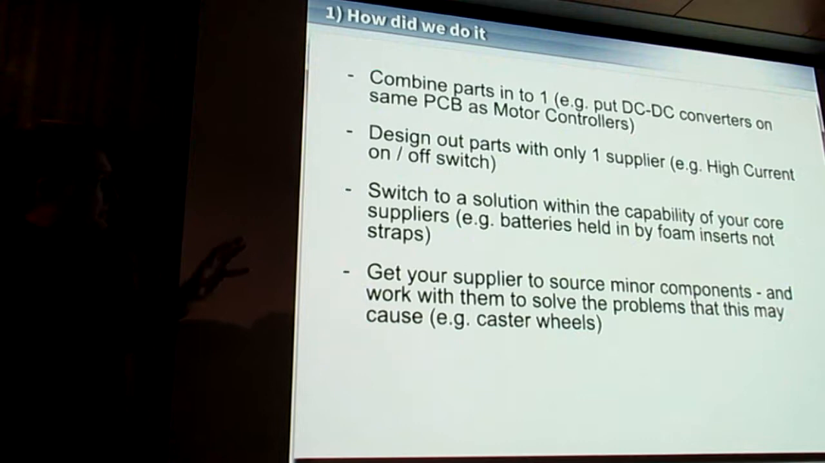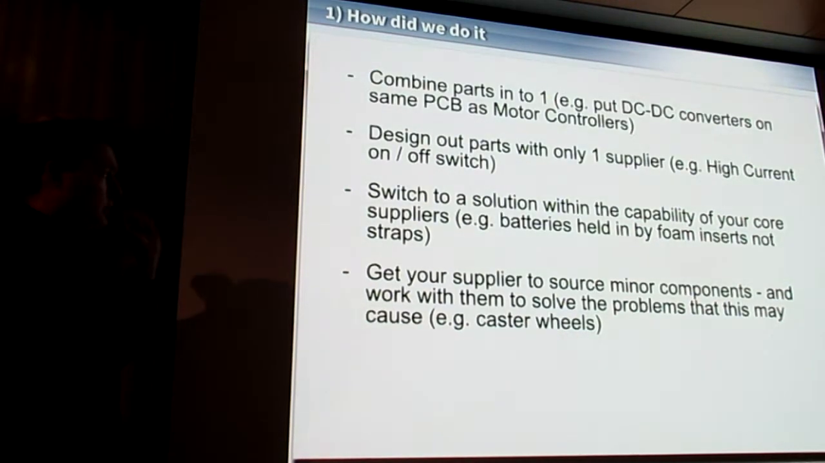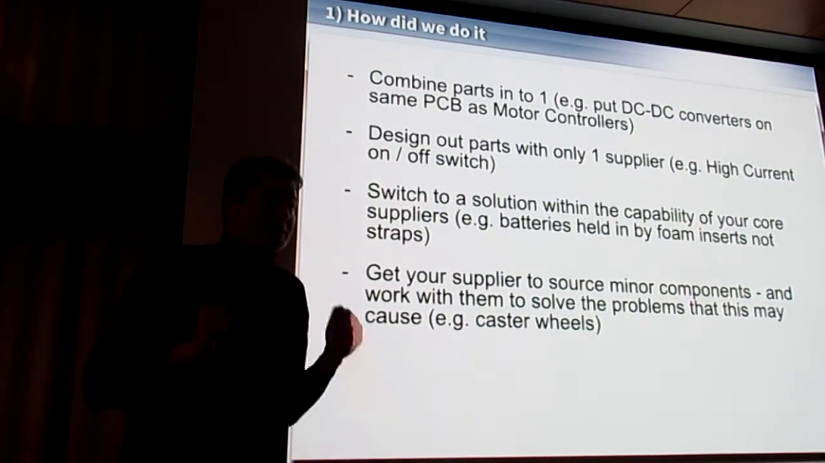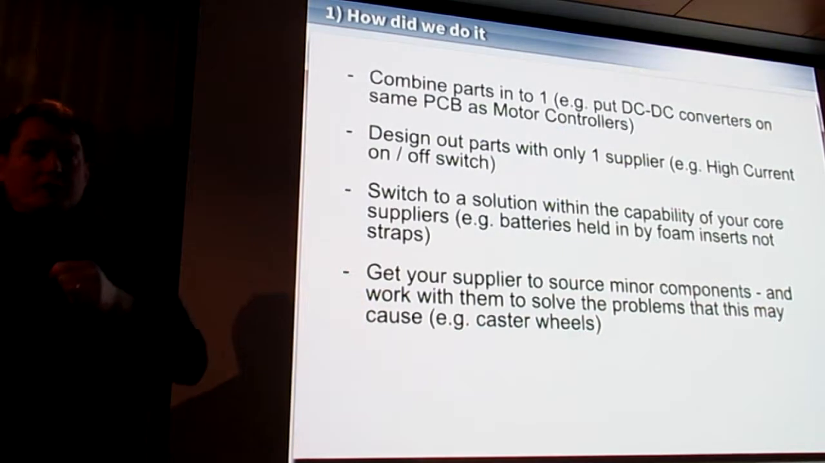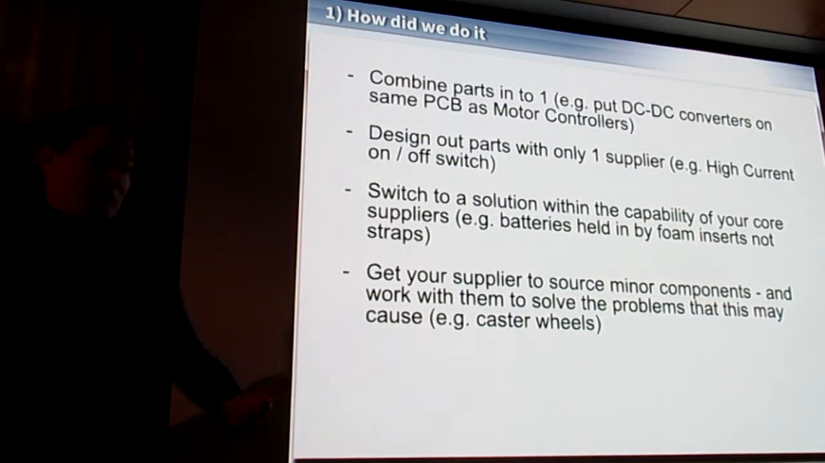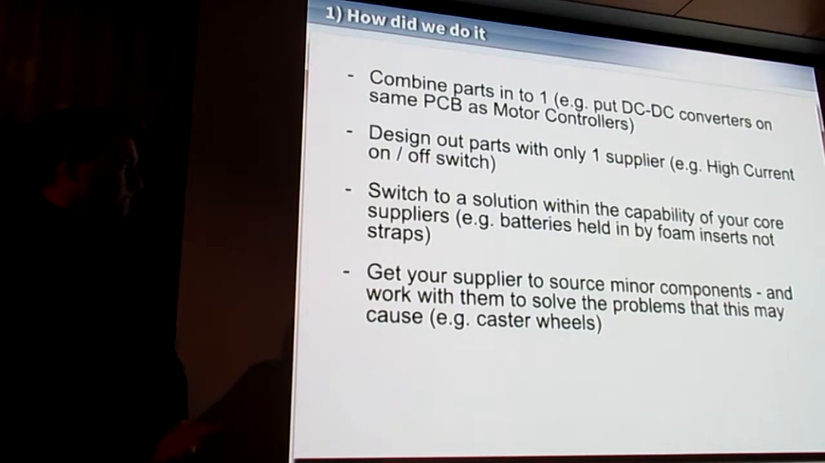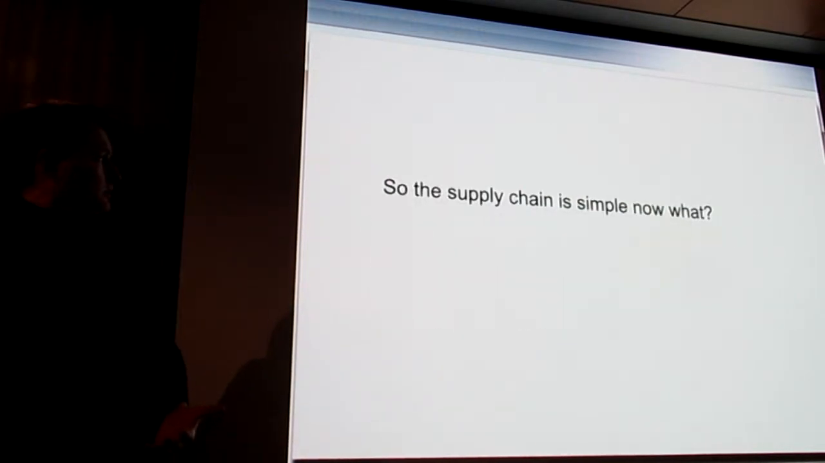Okay, so those are some of the things that we did to try to reduce the complexity of our supply chain. So we got down to 3 suppliers, and then of course try to dual source everything that we can. So the supply chain is simple. Now what do you do?